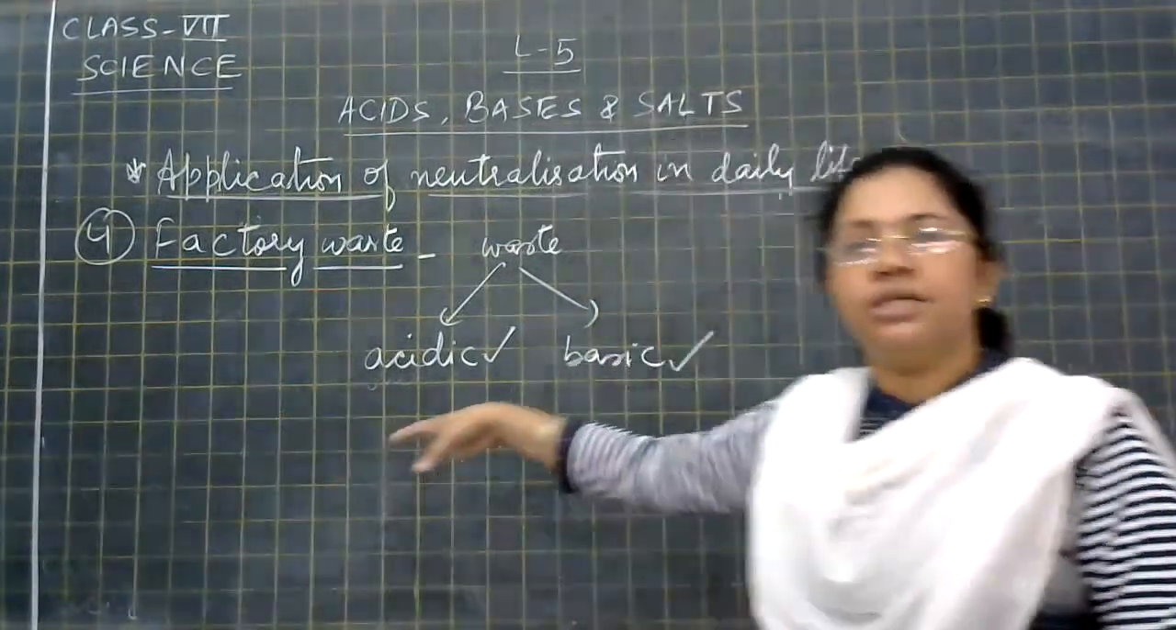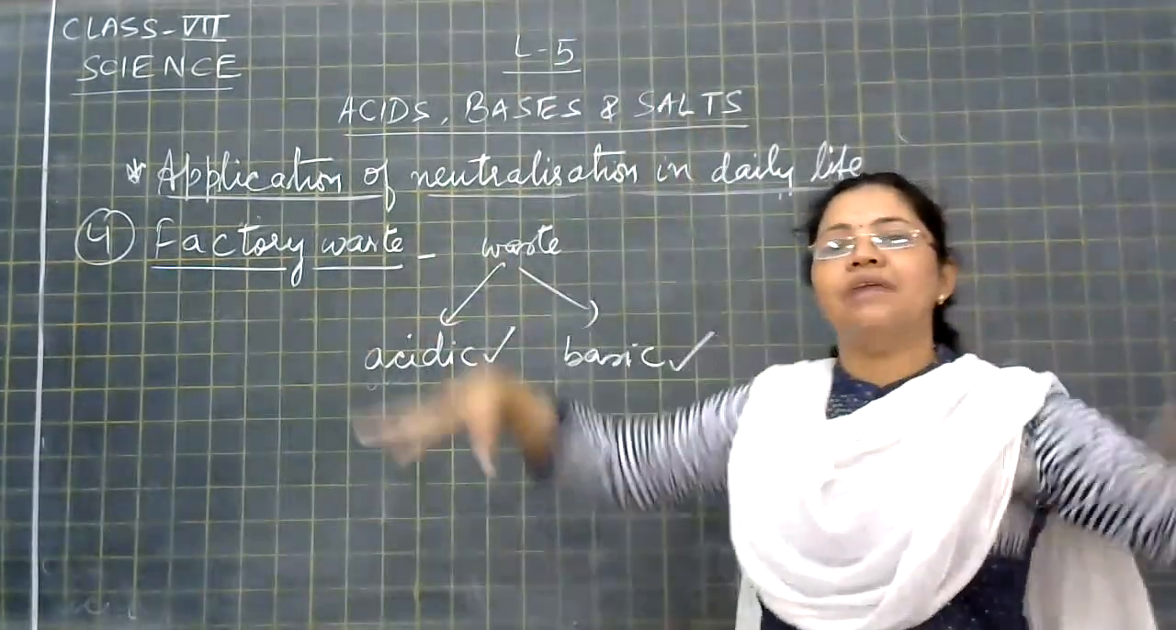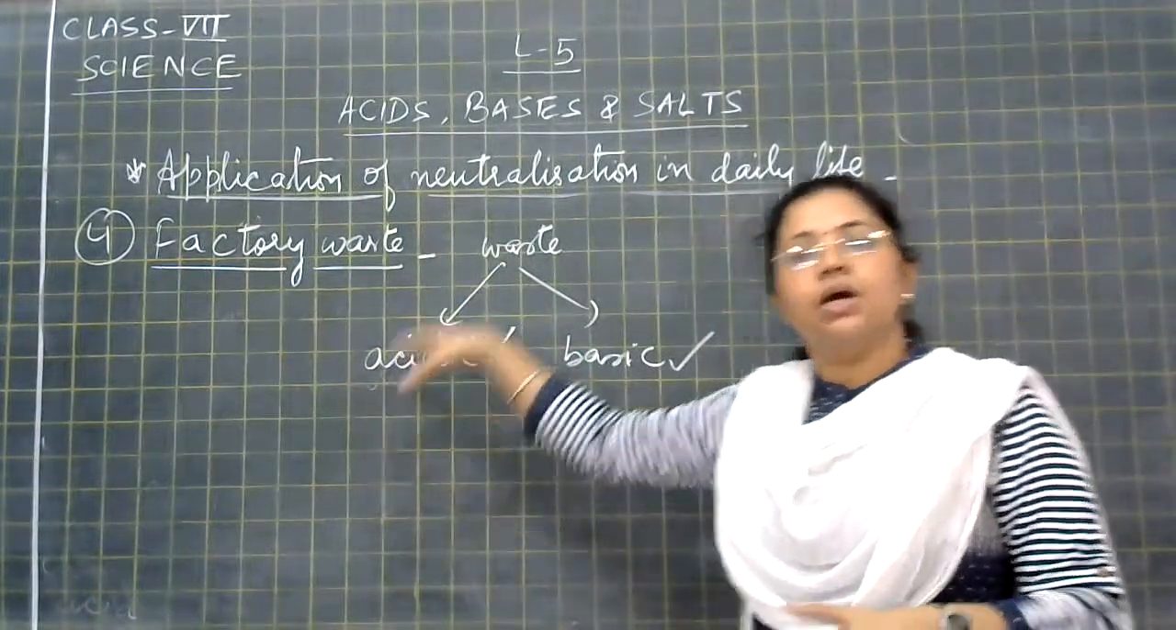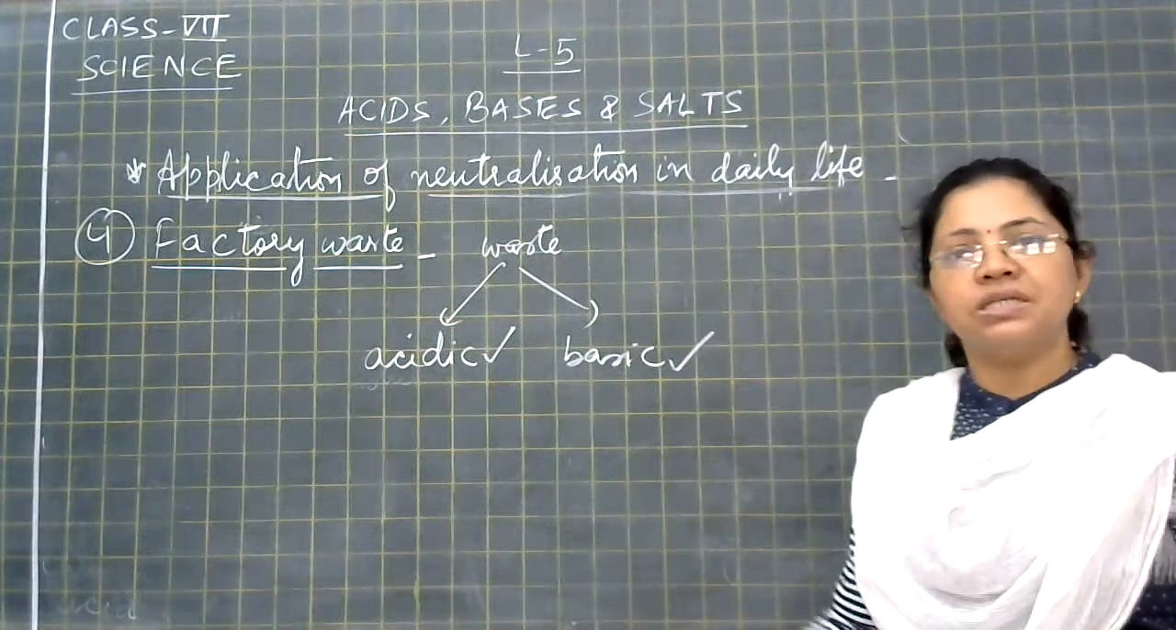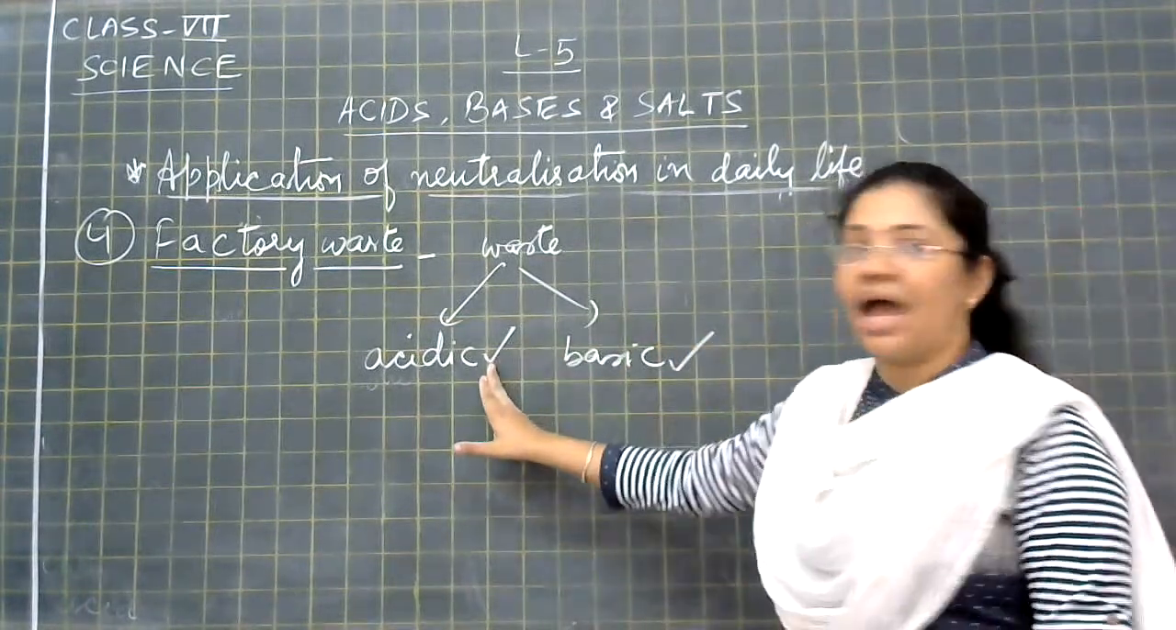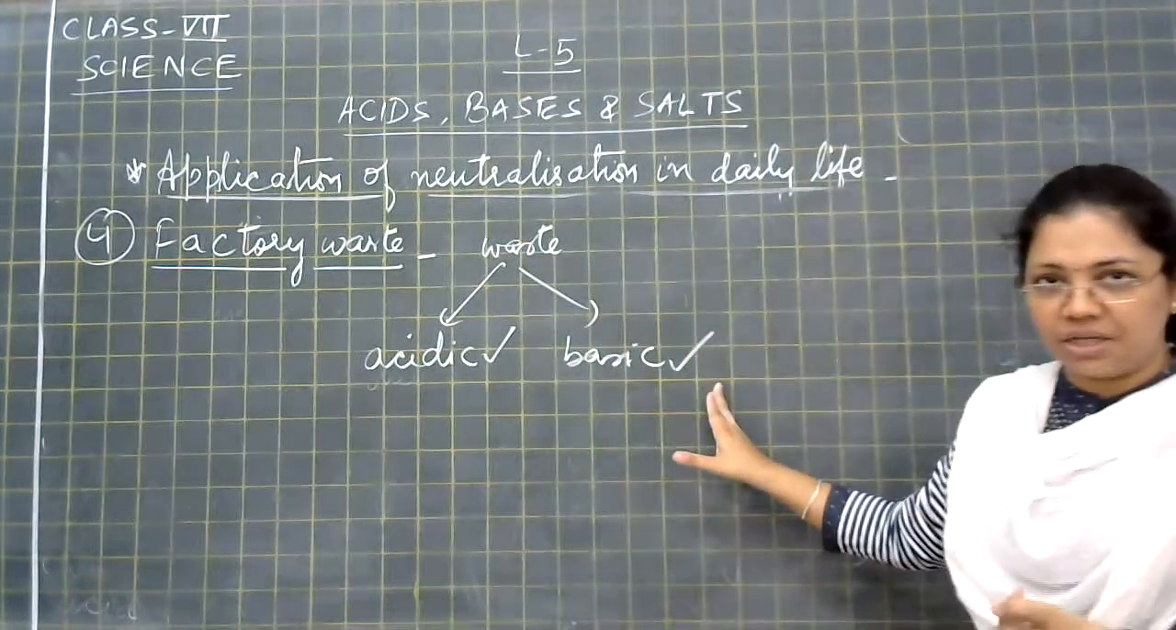So what do factories do? Either they dump the waste in an open landfill, or they simply release it in the nearby water body. Now what happens if the waste is either highly acidic or basic, then what will happen?